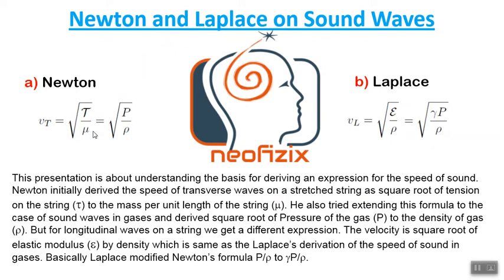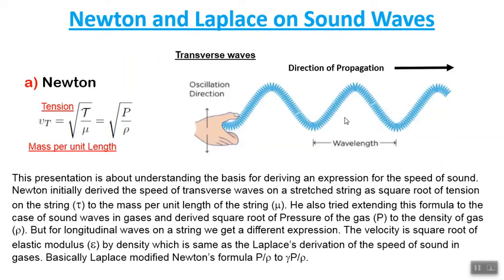This presentation is about understanding the basis for deriving the expression for the speed of sound. Newton initially derived the equation for the speed of transverse waves on a stretched string. He derived the velocity as the square root of the ratio of the tension imposed on the string, tau, or this stylized T, divided by the mass per unit length of the string, mu.